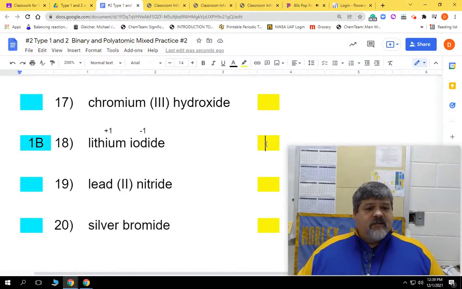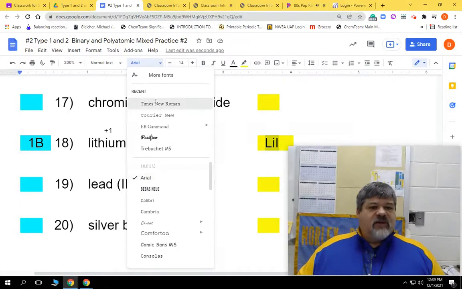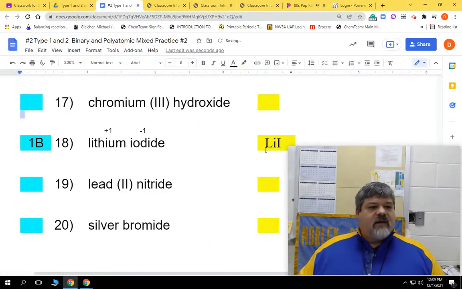So we're going to do the symbol for lithium, which is Li. I don't need any more, just need 1. And then iodine, which is I. Now, sometimes you see that people get confused. Is that an I or an L? Well, we need to have 2 letters. But one of the things we can do is just change it right there. Boom, look at that. We changed it, and now we can tell that that's an I.